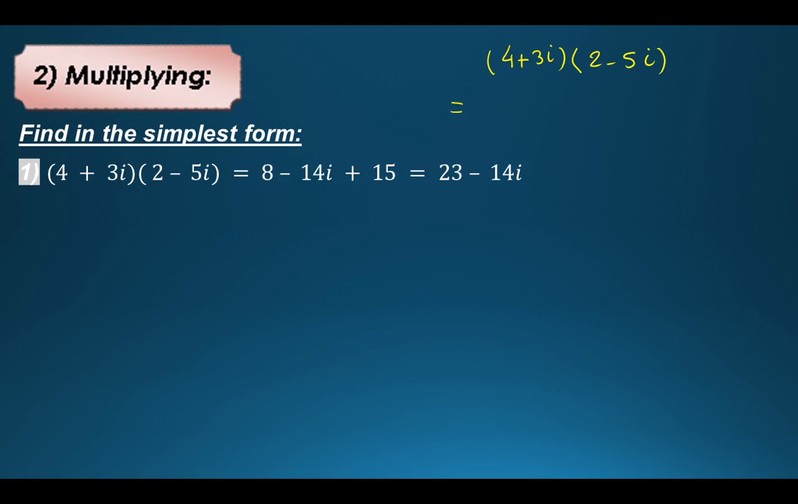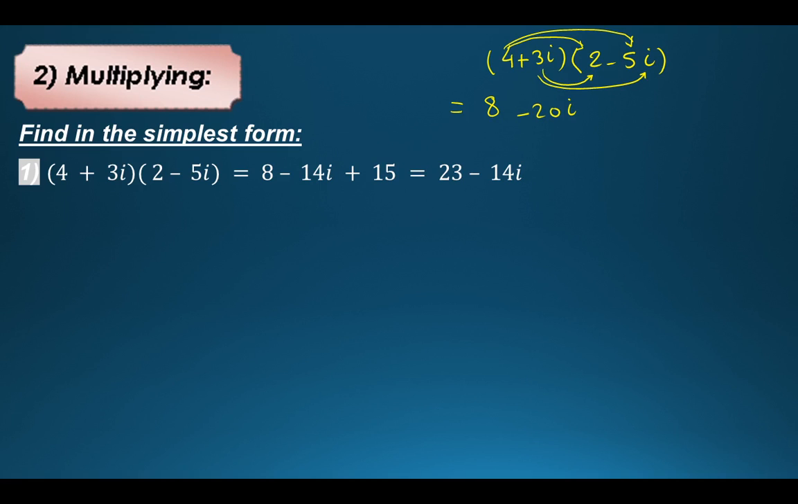First, you are going to distribute 4 on the two terms of the bracket. So 4 multiplied by 2 and 4 multiplied by negative 5i. Then you are going to distribute 3i over the two terms of the bracket, 2 minus 5i. Okay? 4 multiplied by 2 will be equal to 8. 4 multiplied by negative 5i will be negative 20i.